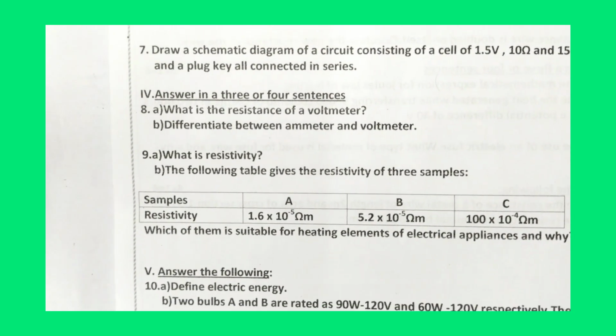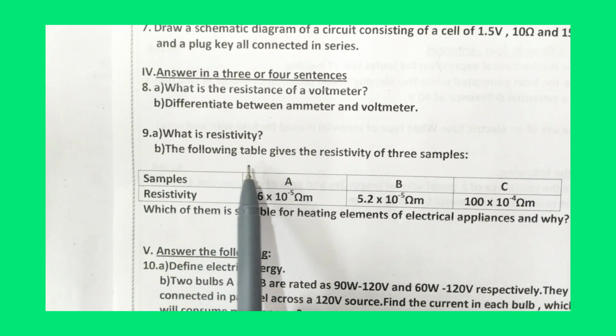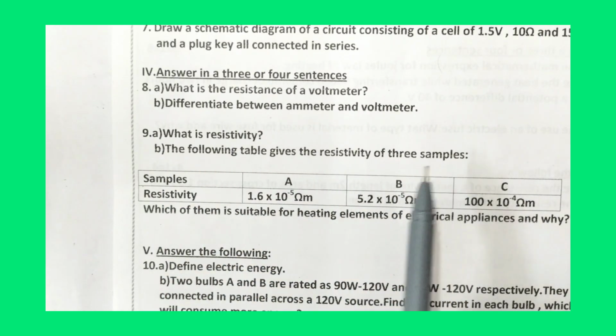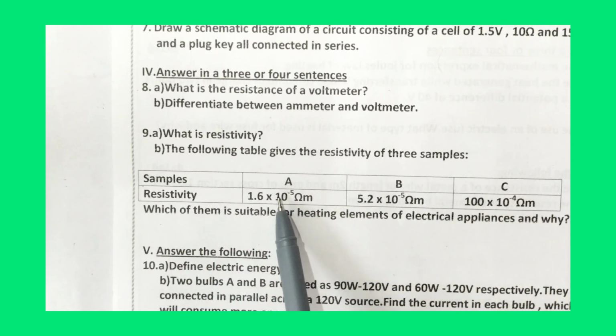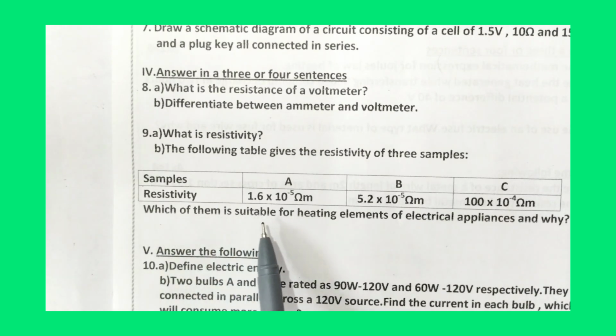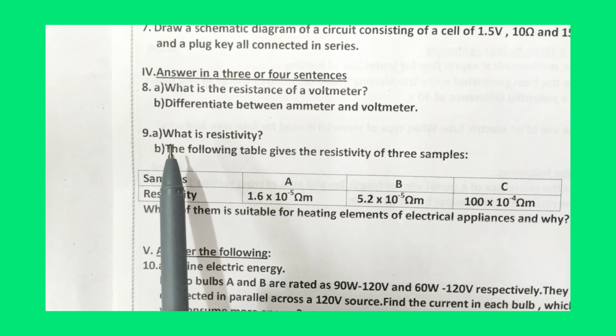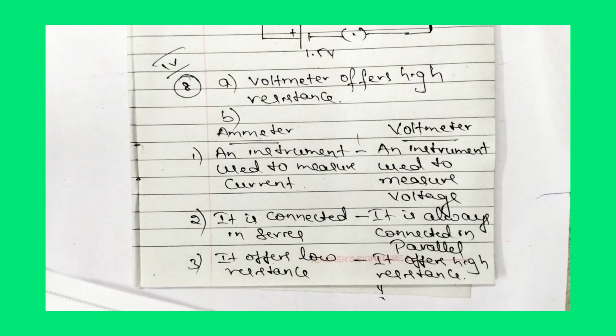In question number 9 they have asked what is resistivity. The following table gives the resistivity of three samples A, B and C. Their resistivities are given. Which of them is suitable for the heating element of electrical appliances and why? First let us answer what is resistivity. Then among these three samples, which will be suitable for making heating elements and why. So let us answer that now.